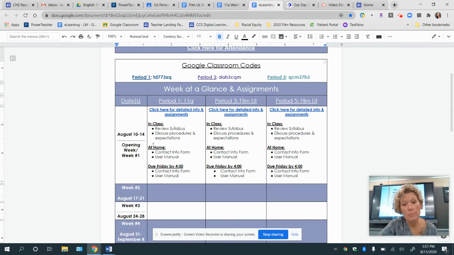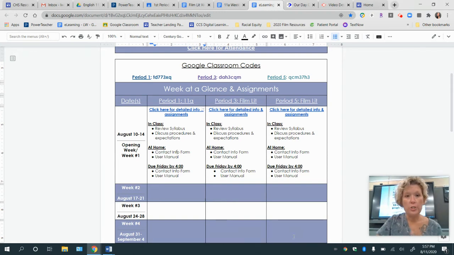The at home section for each one will tell you what you're going to be needing to work on at home, and the due Friday before tells you what should be due or what should be turned in by 4 o'clock on Friday. The at home info as well as the due by 4 info will have a link that takes you directly to where you need to go. Okay, so I wanted to share that with you before we moved on.